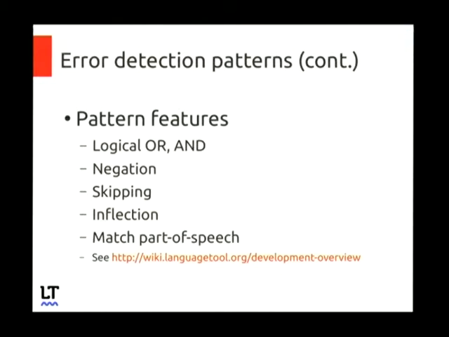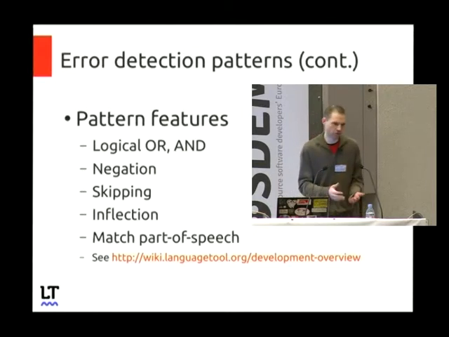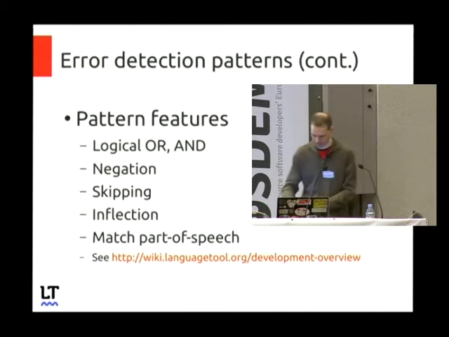Other things you can do in your rules are you can use logical and or, you can use negation, you can do skipping, like match a word, then skip over n words and then match another word. Or you can use inflection, that means do not just match the word "walk", but also all of its forms without writing them all down. For example, for "walk", it would match "walking", "walks", and "walked". And you can match part of speech patterns, like match all verbs, or match only all third-person singular verbs. And that's described on our wiki in detail.